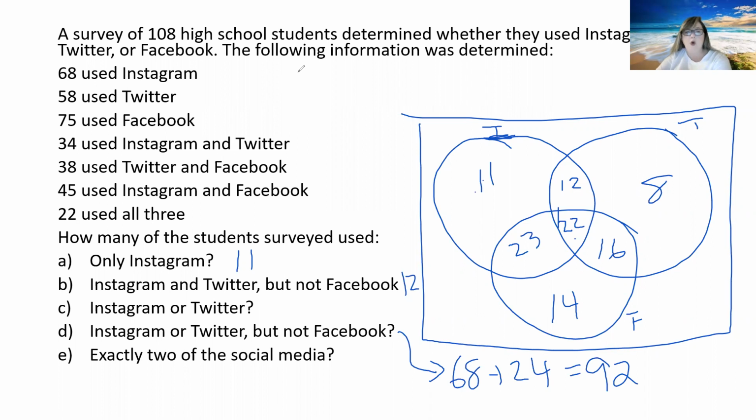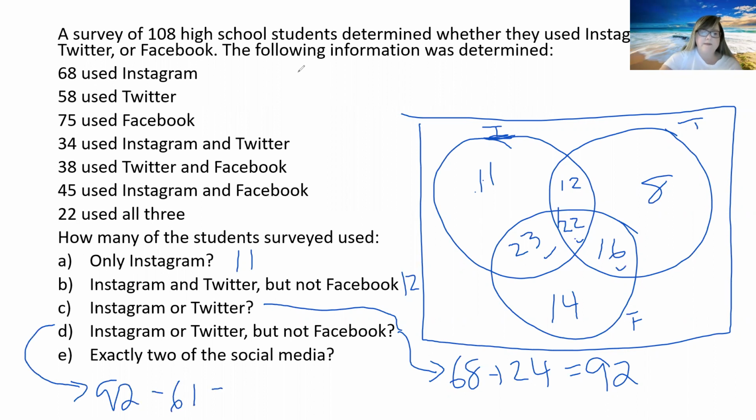Okay. Oh, I'm sorry. I pointed to the wrong place. Instagram or Twitter was here. Okay. Instagram or Twitter, but not Facebook. Well, we just did Instagram or Twitter. That's the 92. So let's just subtract off the people from Facebook. People from Facebook are 23, 22, and 16. All of them used Facebook. So that's 45, 61. So 92, this one, D, is 92 minus 61. Oh, what would that be? 31?